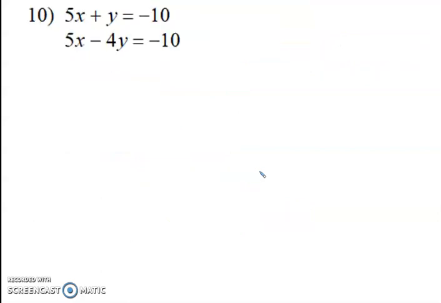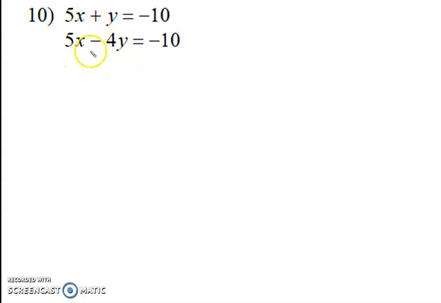All right, number 10. And make sure, I understand you can multiply the top by 4 or negative 1, and that would work for elimination. But we're not doing elimination. We have to do substitution. So how do I get one of these 4 variables by themselves?